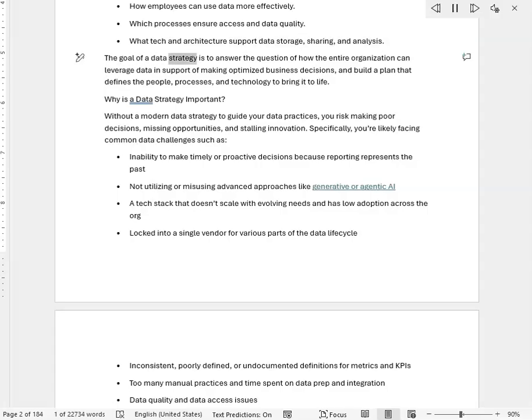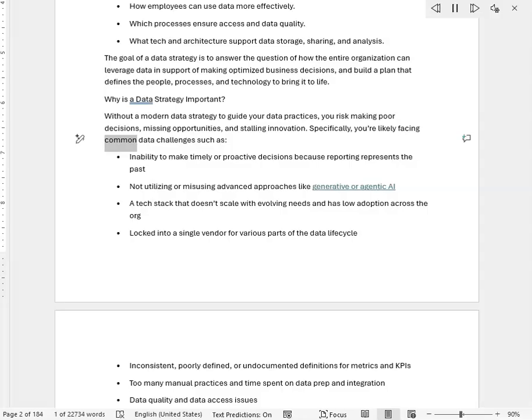The goal of a data strategy is to answer the question of how the entire organization can leverage data in support of making optimized business decisions and build a plan that defines the people, processes, and technology to bring it to life. Why is a data strategy important? Without a modern data strategy to guide your data practices, you risk making poor decisions, missing opportunities, and stalling innovation.